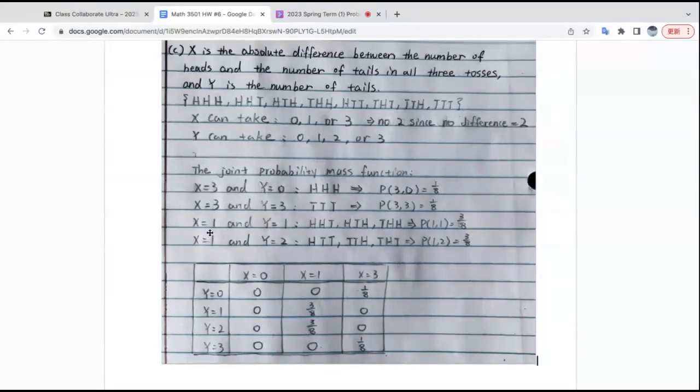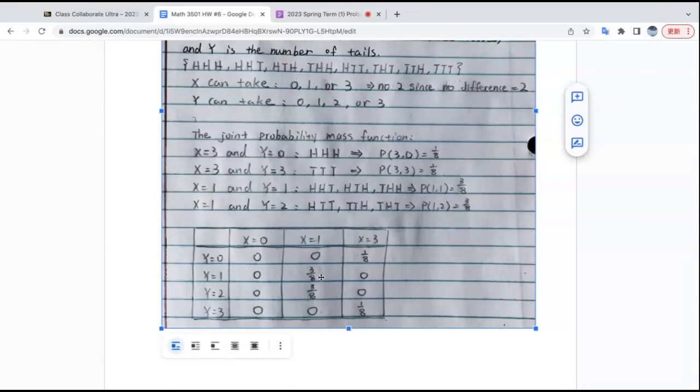And X equals 1, Y equals 1. So we will have 3 outcomes. So the probability of (1, 1) is 3 over 8. And X equals 1, Y equals 2. We also will have 3 outcomes. So the probability of (1, 2) is 3 over 8. Similarly, besides these four probabilities, all others are 0.